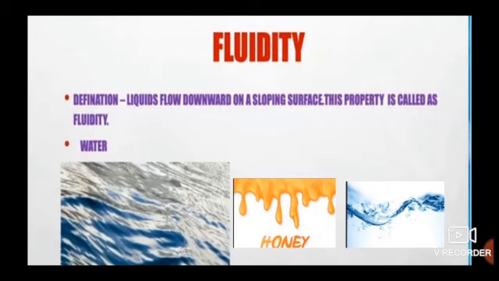Liquids flow downward on a sloping surface. This property is called fluidity. The fluidity of any liquid is determined by how easily it flows. Means the liquid flows downward on a sloping surface. This property is called fluidity. Example: water, honey, milk, etc.